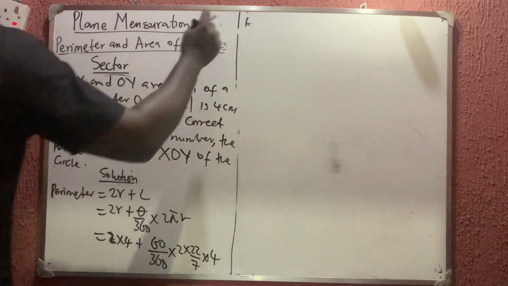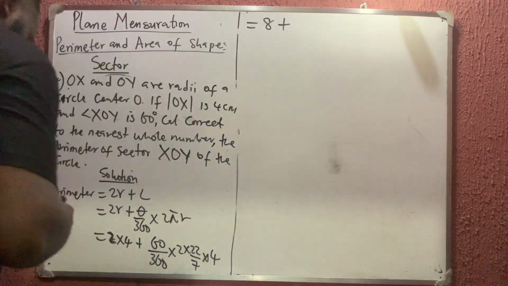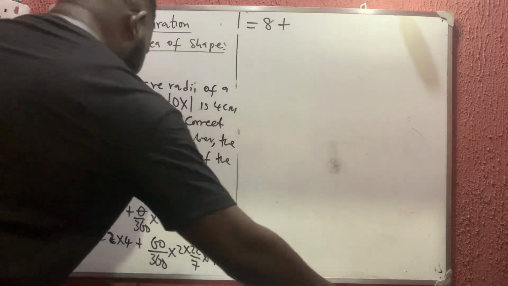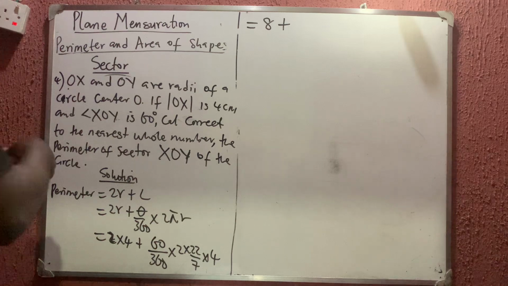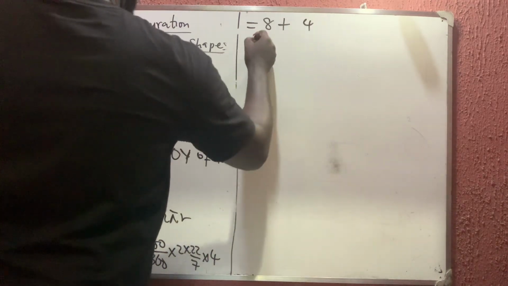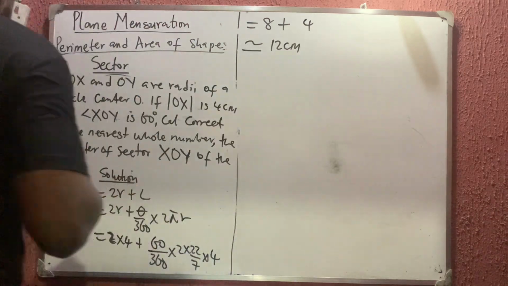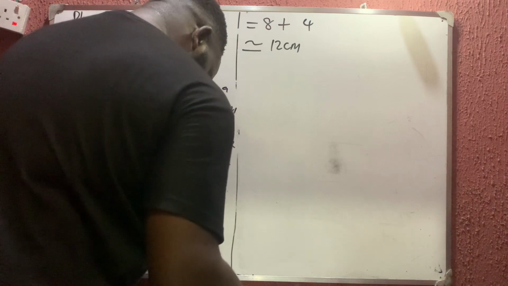So let us do that. The perimeter is equal to 2 times 4 is 8 plus, let's do the one there. I'm going to be having 60 times 44 times 4 divided by 2520. So I'm having approximately 4, for whole number. So this is approximately 12 cm, because they say we should approximate to the nearest whole number. So it is 12 cm.